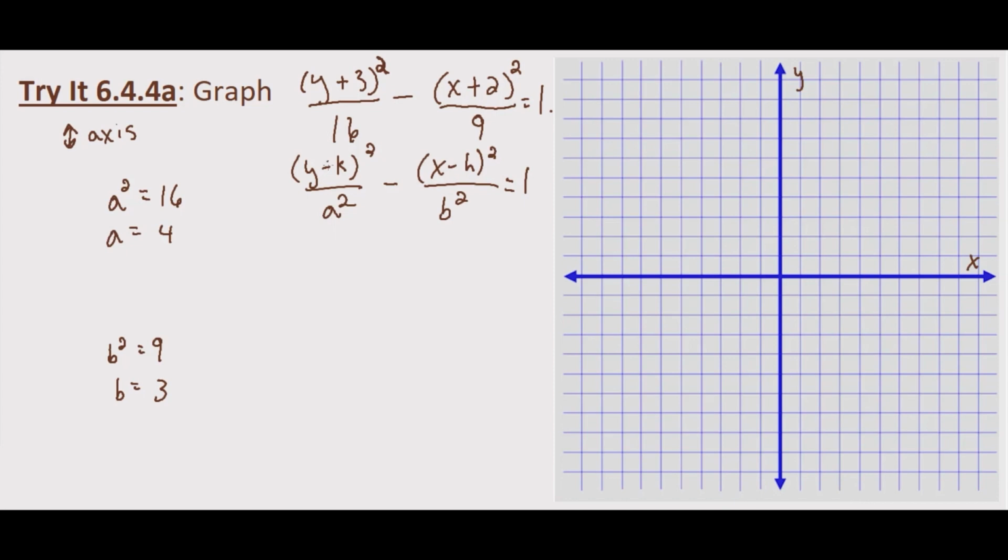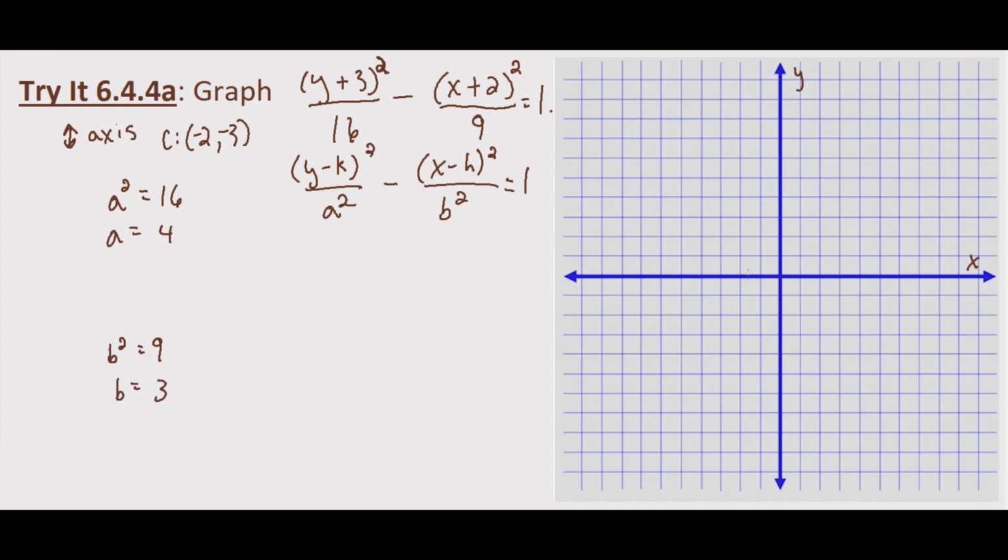So our center is (h, k). That's going to be (-2, -3), because it's x minus -2. x + 2 is x minus -2, so h is -2. And y + 3 is y minus -3, so k is -3. So with a, we're going to go up and down 4 from our center.